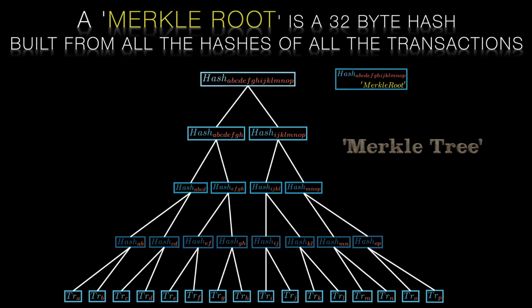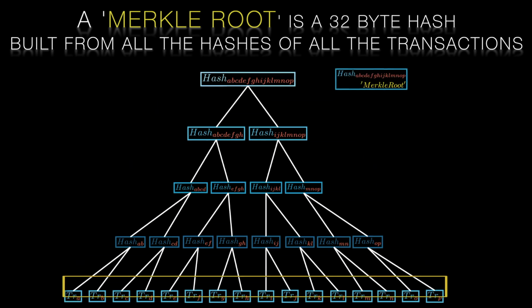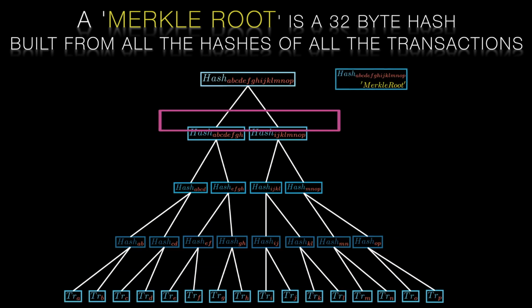A hash tree like this is called a Merkle tree, named after Ralph Merkle, a prominent computer science polymath who patented this structure in 1979. The Merkle Root is unique for this set of transactions. If you change just one character in any of the transactions, or even change the order of the transactions, then the Merkle Root will be completely different.